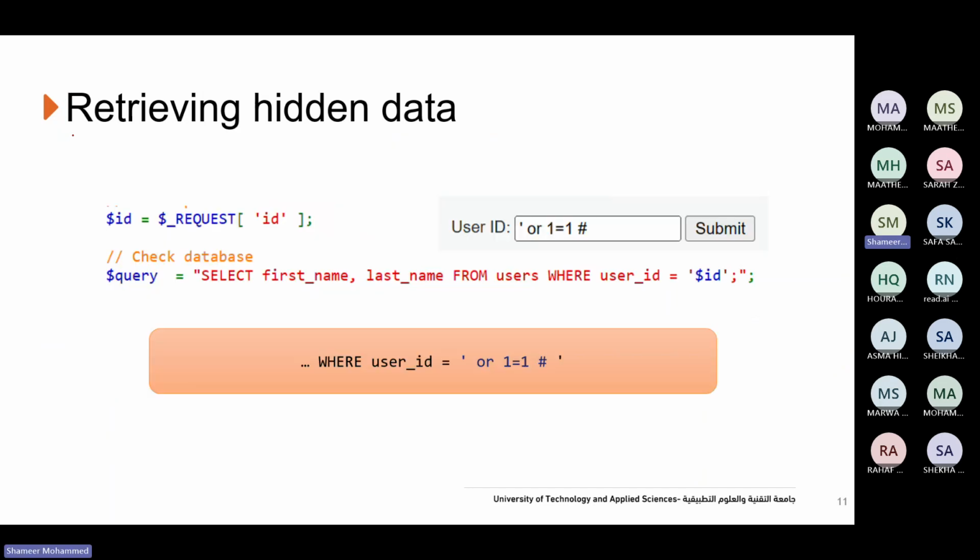Now, next see, retrieving the data. For example, how do you retrieve the data of all users? This is a very dangerous type of testing. If you type like this and click submit, what will happen? The meaning of this is that this condition is always true. This data will come here. So user ID is true, that means it will list your first name and your last name.